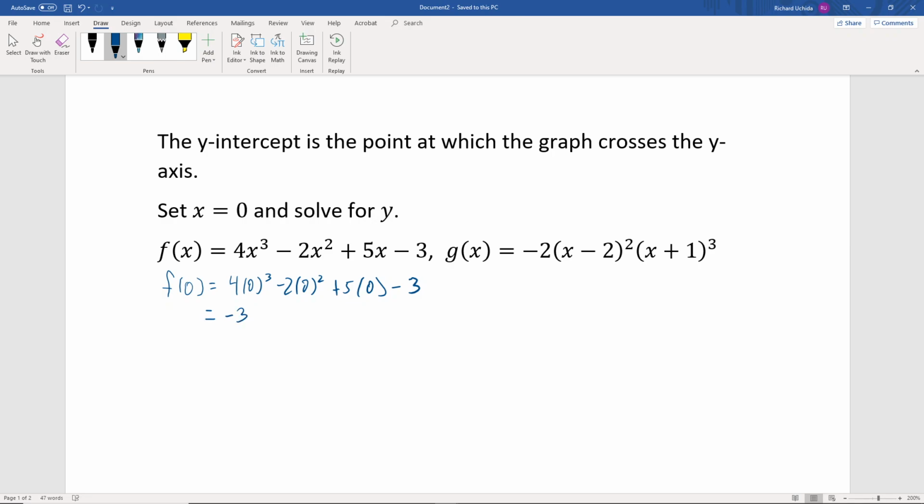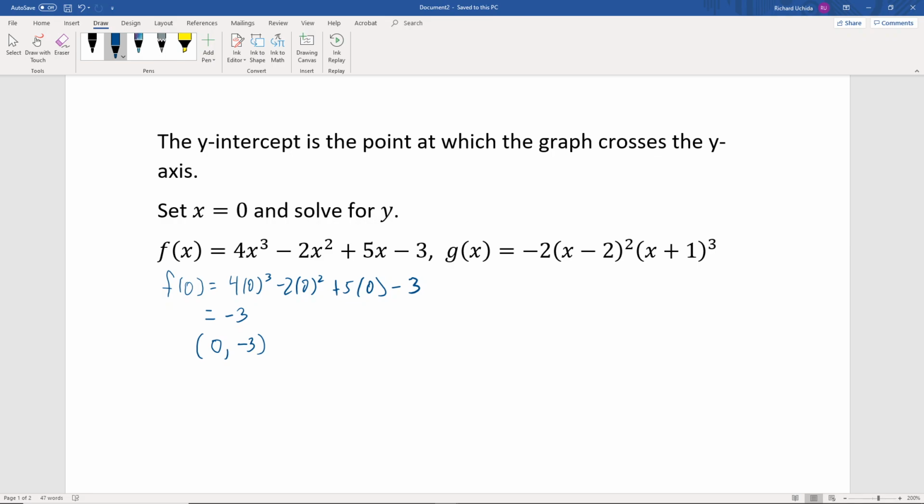Remember, that tells us that one of the points on the graph of the function is when x is 0, y is negative 3. So we have the ordered pair (0, negative 3), which is the y-intercept of the graph of the function. It's nice when it's all written out that way, because really the y-intercept is just the constant of the function. Sometimes the polynomial function may be in factored form, like g of x equals negative 2 times the quantity x minus 2 squared, times the quantity x plus 1 cubed.